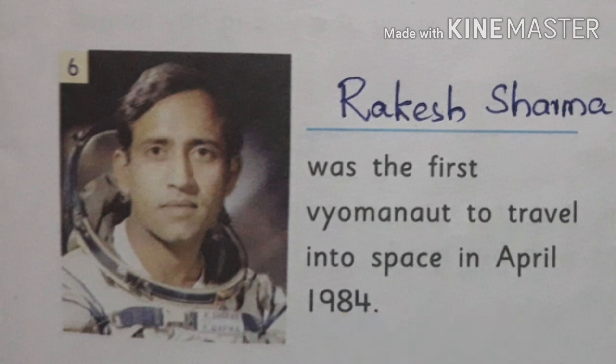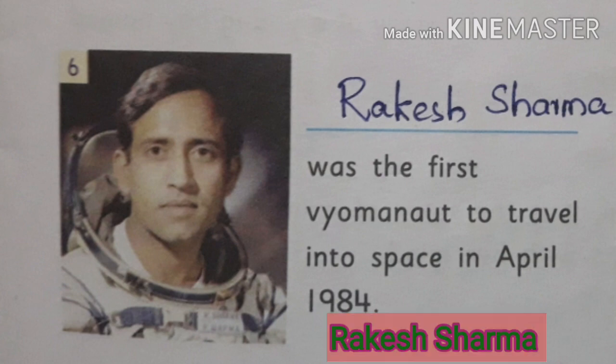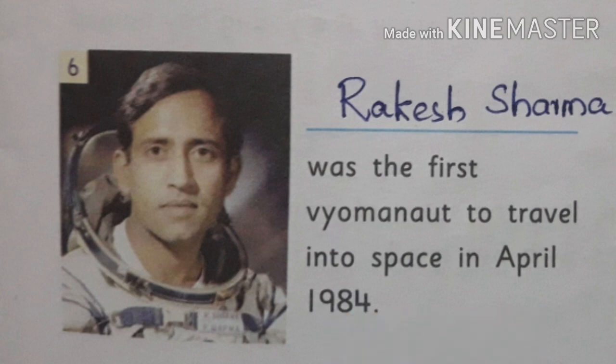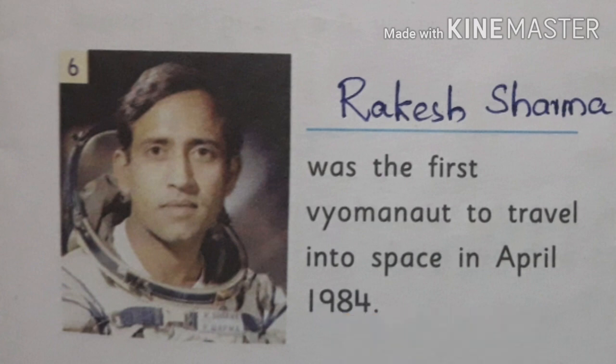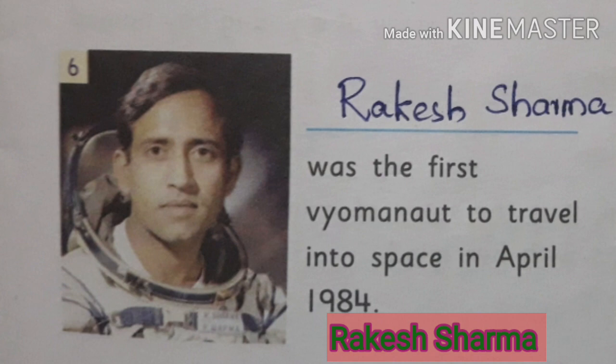Okay, sixth question, Dash was the first Waymonaut to travel into space in 1984. So, we have already discussed what is a Waymonaut. Indian spacemen are called Waymonauts. So, who was the first Indian to travel into space in April 1984? It is Rakesh Sharma. So, Rakesh Sharma was the first Waymonaut to travel into space in 1984. Waymonaut means an Indian spaceman. Okay.